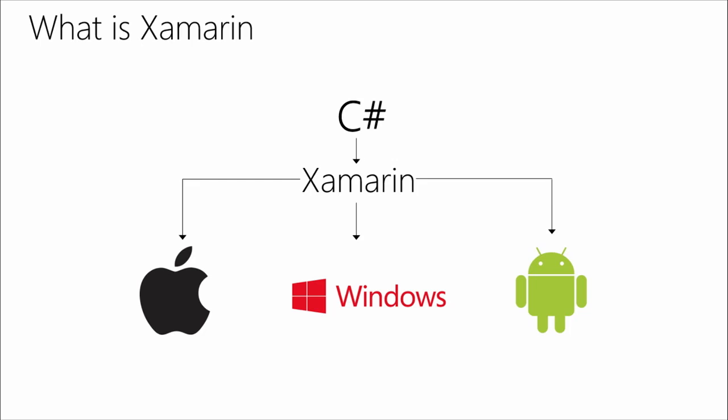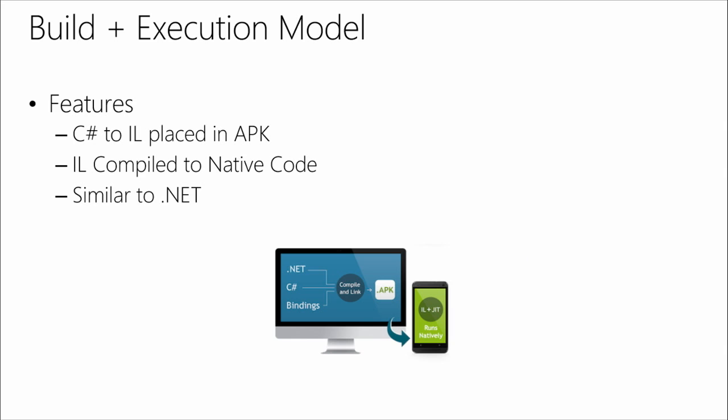You're probably familiar with this slide if you've seen some of the other modules. Essentially what we have is C#. Xamarin takes your C# and you're able to compile down to native code on iOS and Android and use that same C# code on the Windows platform. On the iOS side, you have something called ahead of time compiling, or AOT, and it compiles down to native code. And on the Android side, it uses JIT compiling.